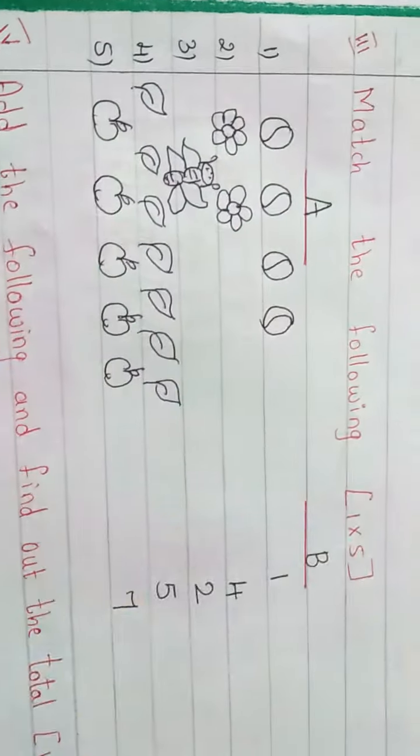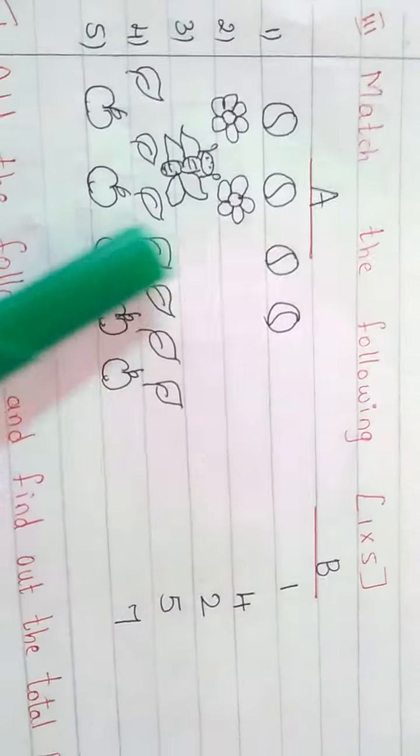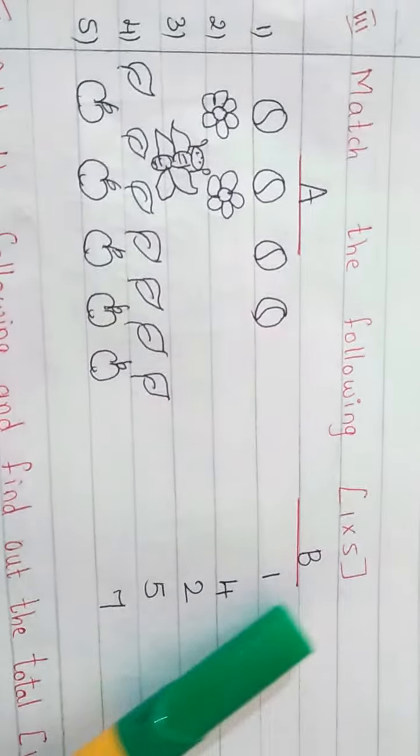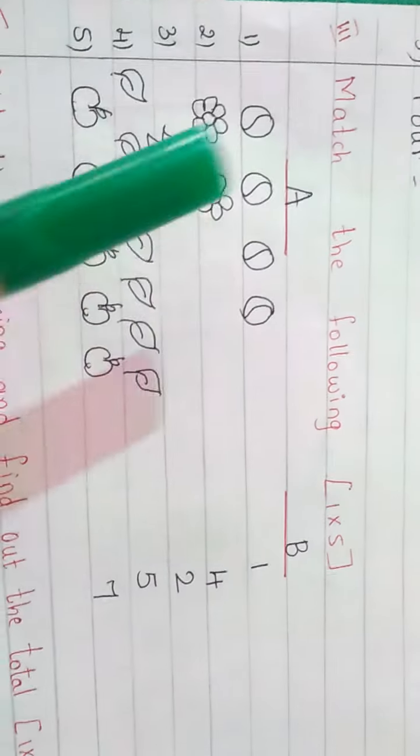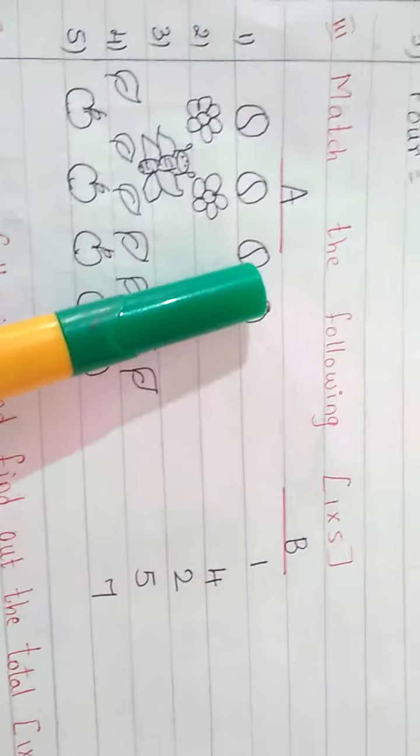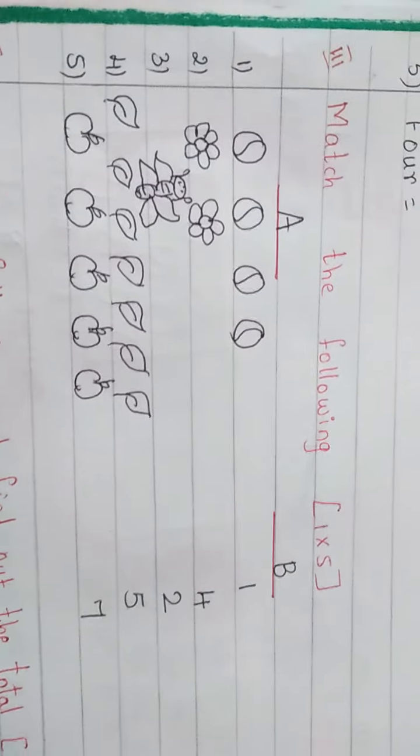Match the following. So on the A side you find the objects. On the B side you find the numbers. The child will count the figures and match them to the numbers. So this carries 5 marks.